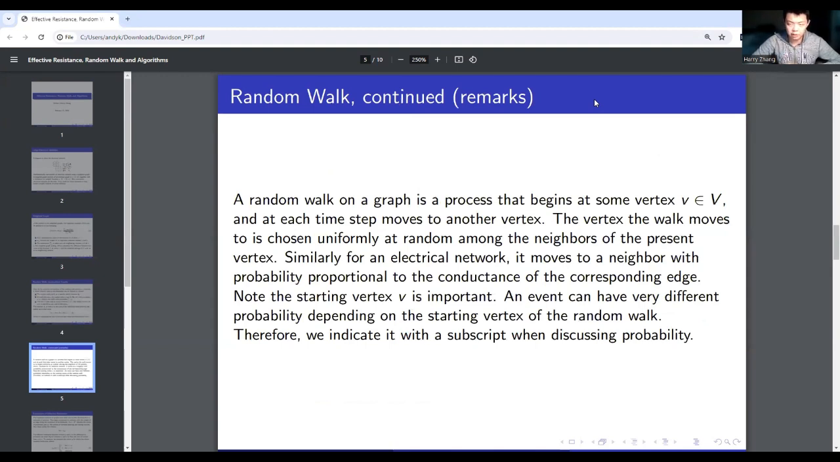Random walk on a graph is a process that begins at some vertex v. The vertex the walk moves to is chosen uniformly at random among the neighbors of the current vertex. Similarly, for an electrical network, it only moves to a neighbor with probability proportional to the conductance for the corresponding edge. The starting vertex v is very important. An event can have very different probability depending on the starting vertex of the random walk.